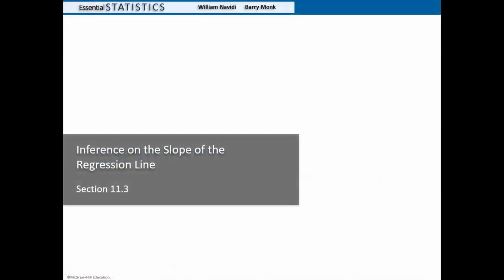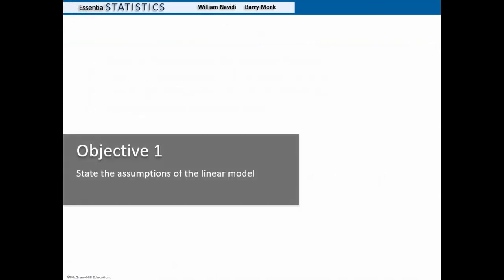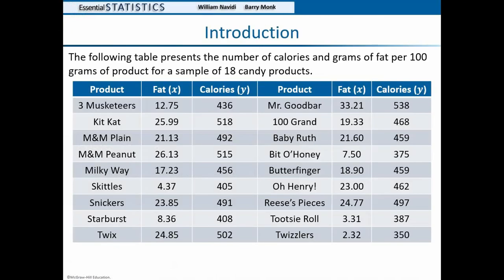So, inference on the slope of the regression line. So here are the assumptions of the linear model. So let's get into this. The following table presents the number of calories and grams of fat per 100 grams of product for a sample of 18 candy bars. Basically, we have different candy bars here. Here's our product, and we've entered the number of grams of fat per 100 grams of product. And then here are the corresponding calories.